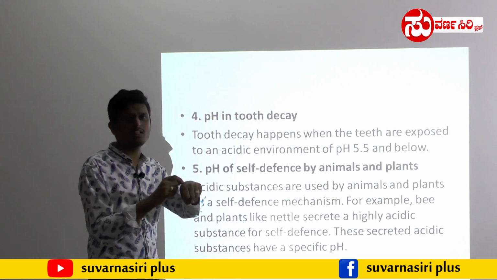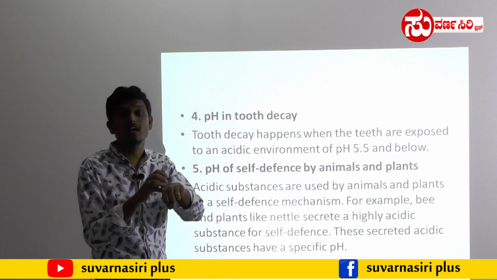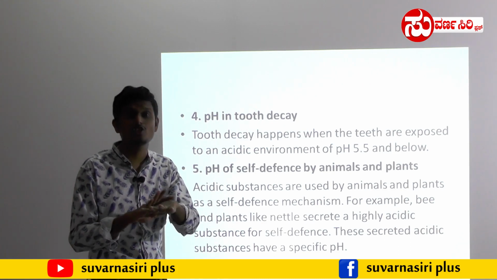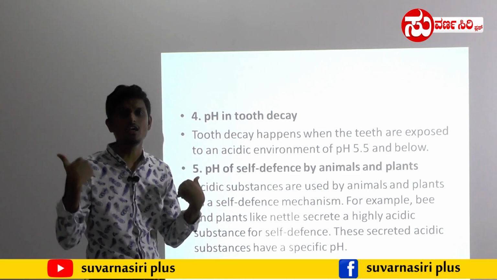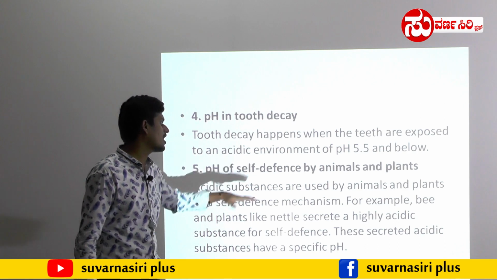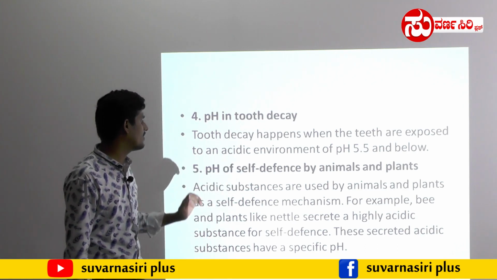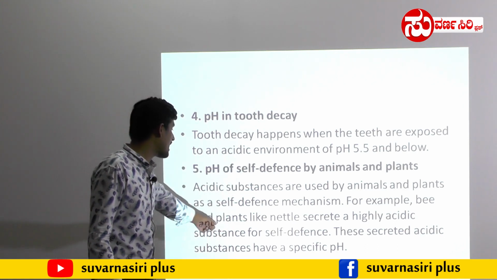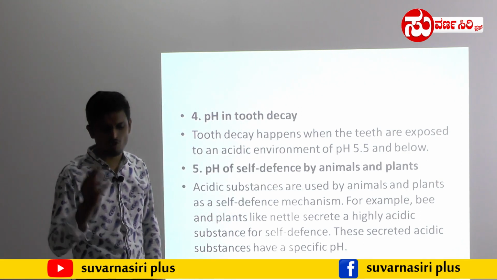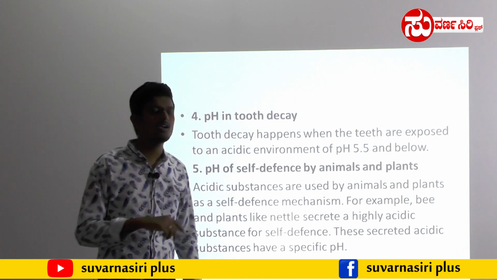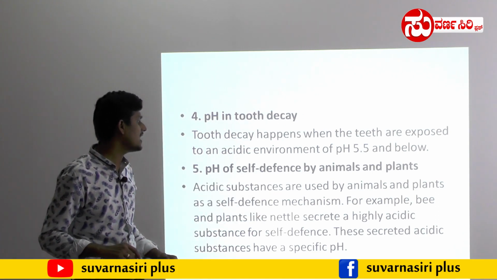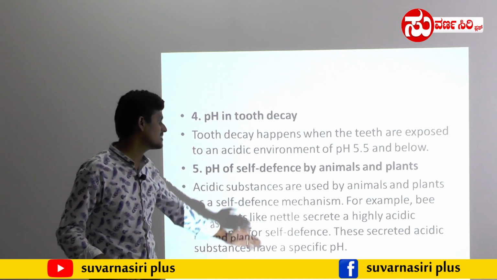any ant bite releases methanoic acid that causes irritation. Why? Because the ant's bite is acidic, but our body is completely neutral. So acidic substances are used by animals and plants as a self-defense mechanism. For example, the honeybee's sting contains formic acid. Formic acid is nothing but methanoic acid only. Plants like nettle secrete a highly acidic substance for self-defense.